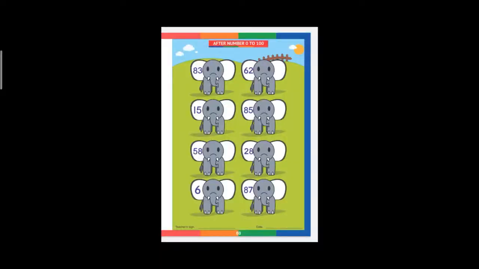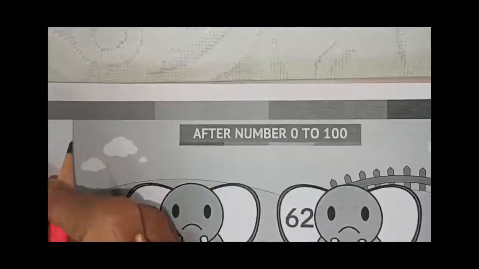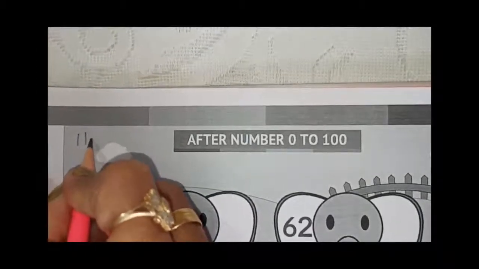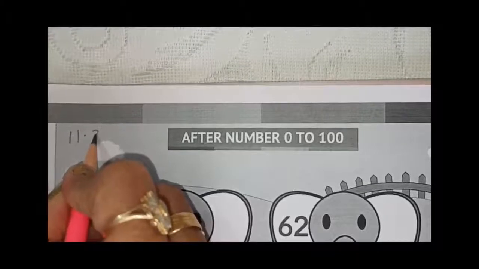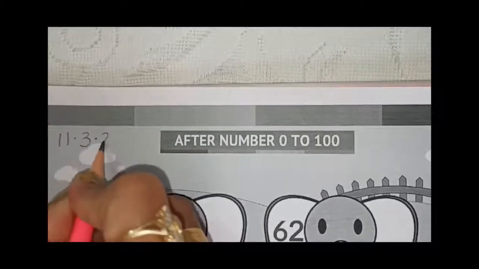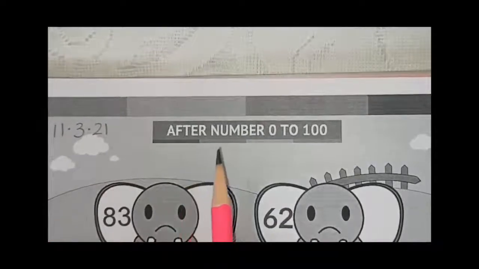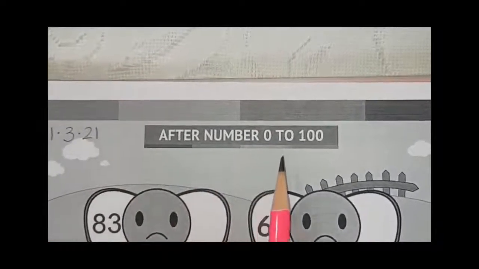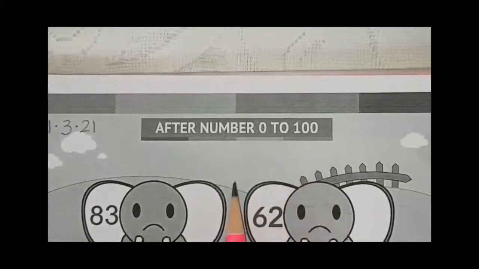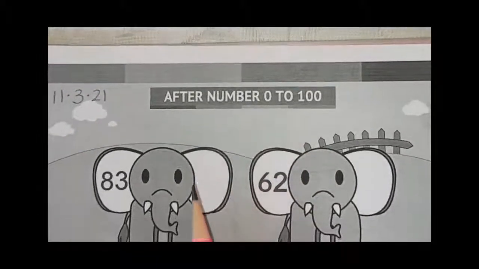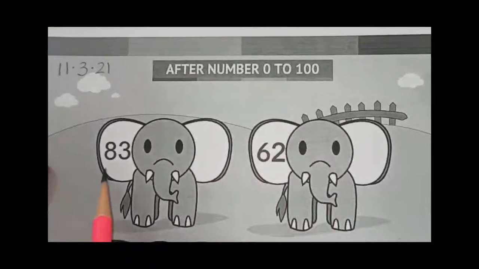Children, please open page number 60 of your maths classwork book. Let's write the date. Today's date is 11.3.21. In this page, we have to do after number 0 to 100. This page is same as previous page. So let's start the after numbers.